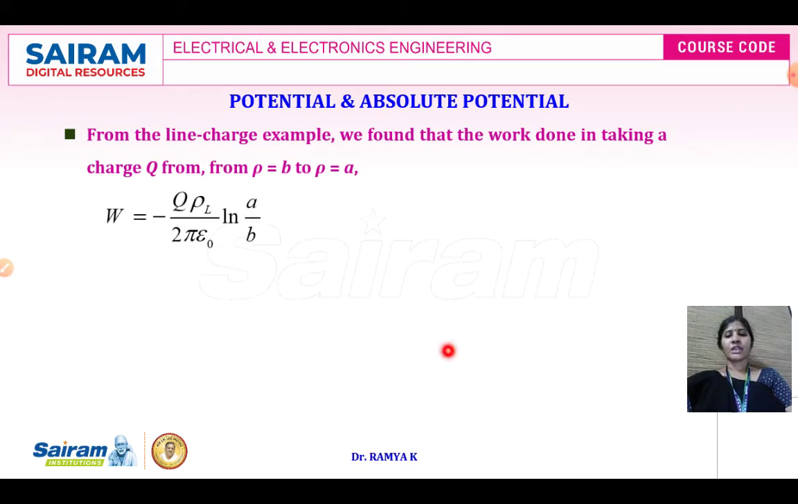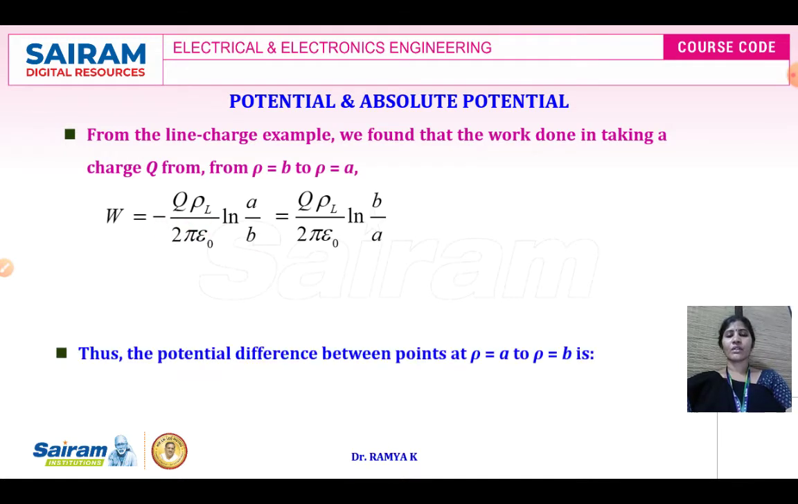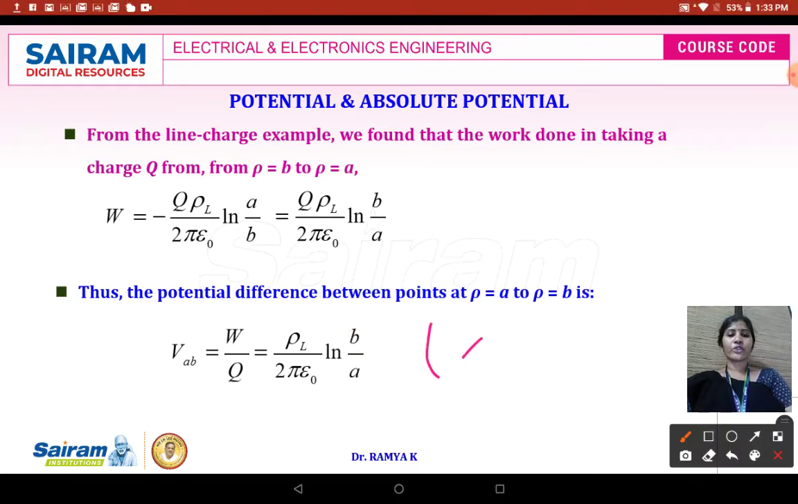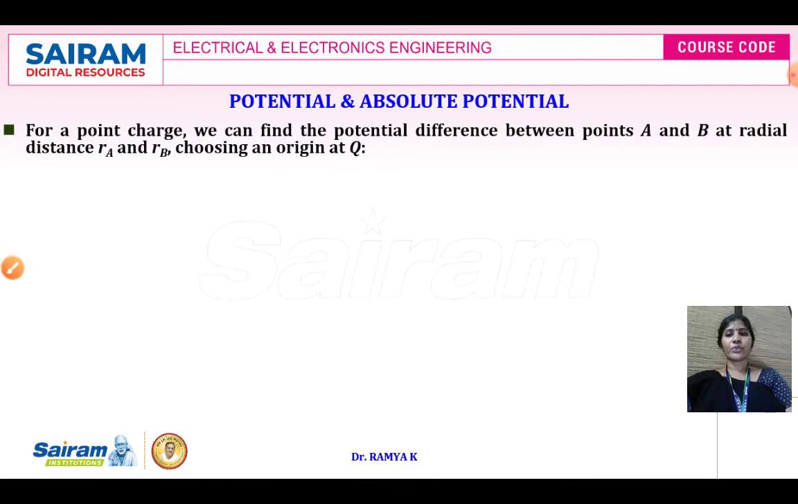The same thing I have explained here. From B to A, it becomes B by A if you remove the negative sign. A to B becomes A by B by removing the negative sign. Thus, the potential difference between the two points is given as rho L divided by 2 pi epsilon ln of B by A if the charge moves from point B to point A. If you move the point charge from point B to point A, this is the formula we need to use. It is the potential difference between any two points.